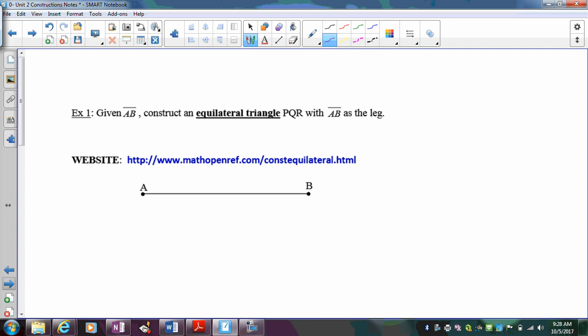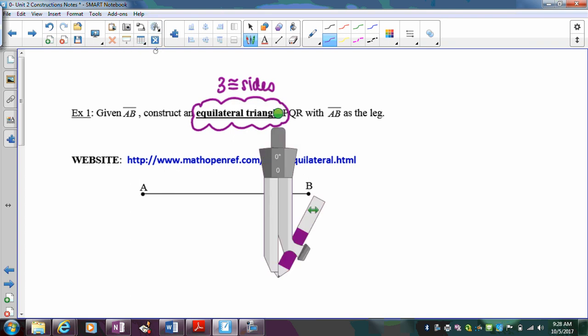So all it really means is instead of copying a segment once, you're going to copy it 3 times. So in this case, if we're trying to construct an equilateral triangle, well, that means we have to have 3 congruent sides. So this one's going to be the easiest one because you're just going to copy this side 3 times, which means you measure it once and you're just going to reproduce it 3 times. So I'm going to start with, let me open my compass.